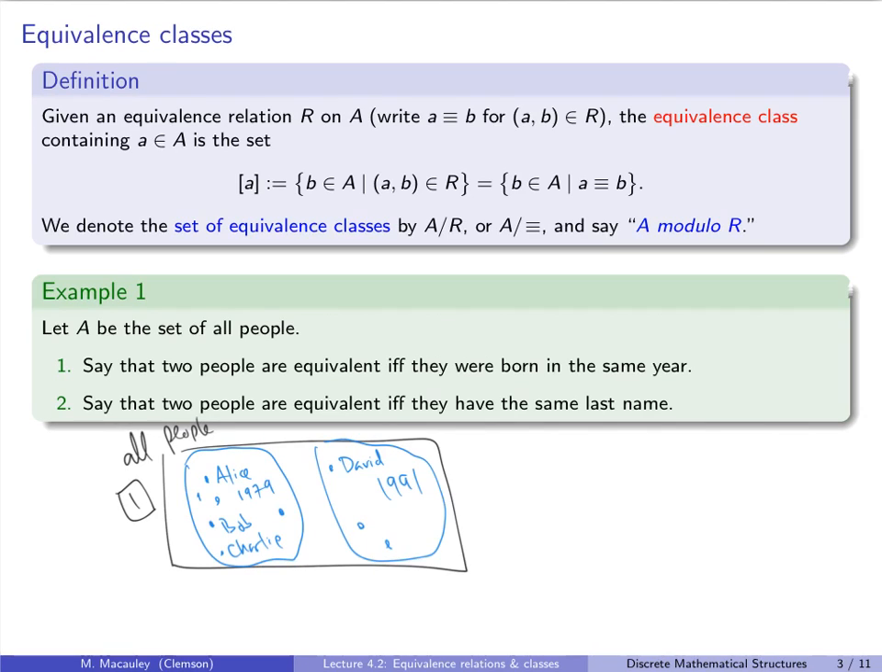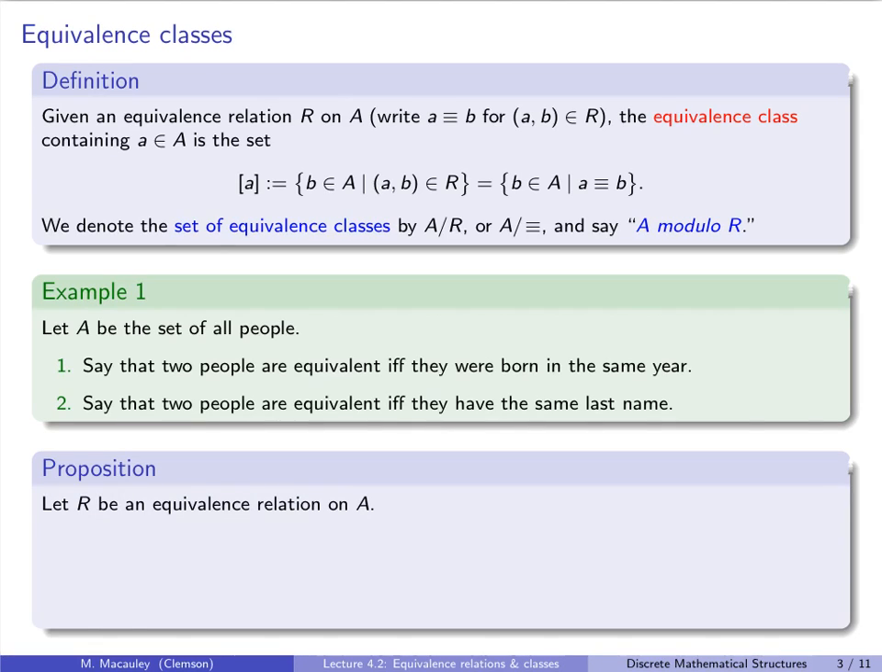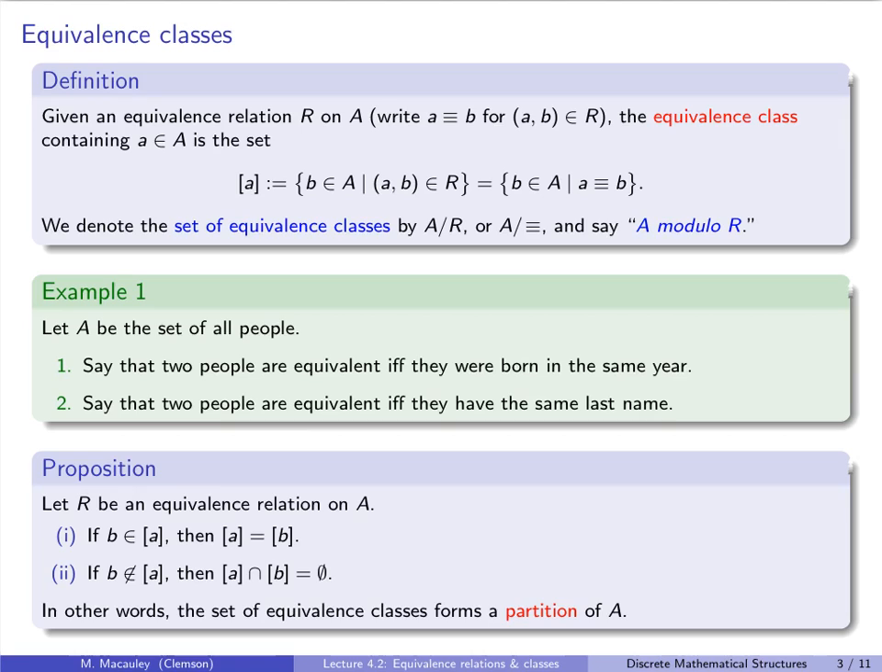Nobody's going to be in two classes, but they also cover everything. Or in other words, everybody is in one of the classes. So you are never going to have a person that's not in any class. Everybody gets covered. Let's formalize that. Let R be an equivalence relation on a set big A. If B is in A's equivalence class, then A and B have the same equivalence class. And second, if B is not in A's equivalence class, then those two equivalence classes are disjoint. Together, this means that the set of equivalence classes forms a partition of the set big A.